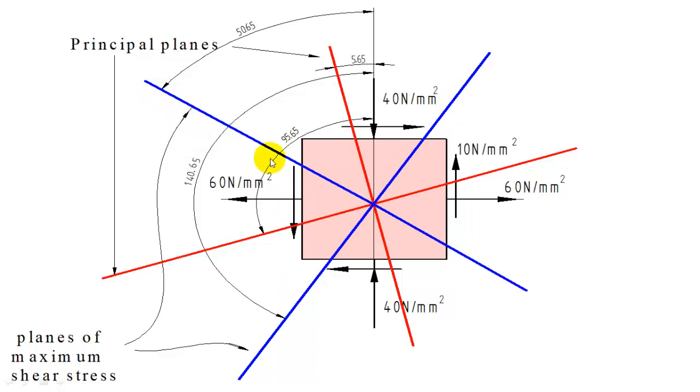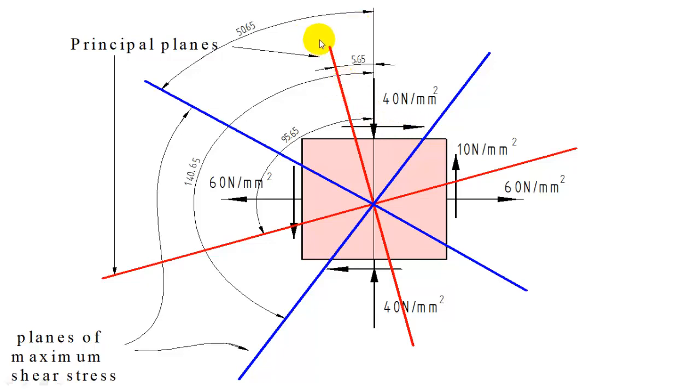You can see that they are mutually perpendicular. These blue lines are planes of maximum shear stress, they are mutually perpendicular, and these red lines are principal planes, they are also mutually perpendicular, and all these adjacent planes are separated by 45 degrees. Principal plane and planes of maximum shear stress are separated by 45 degrees, and here also it's 45 degrees, and this is 45 degrees, and again 45, 45. Any two adjacent planes, that is principal plane and plane of maximum shear stress, are separated by 45 degrees. So if you get one of the planes, you can find out all other planes.